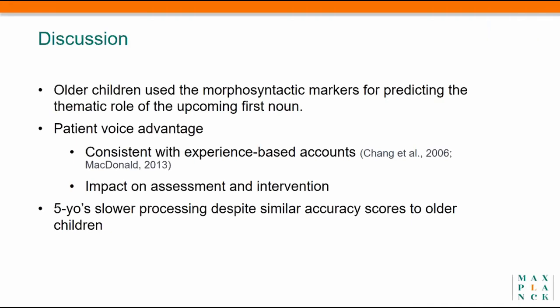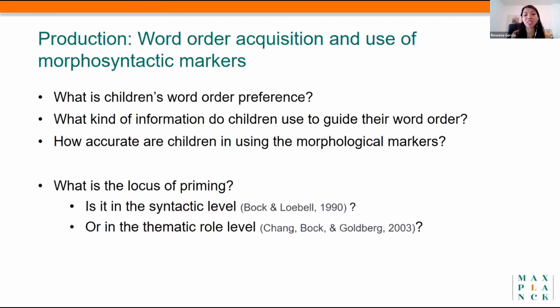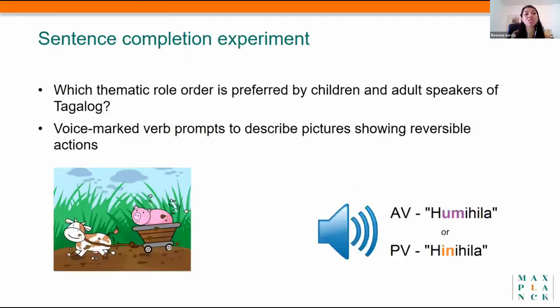Thank you. So I have the production experiments here. These were actually supposed to be about word order preferences and the kinds of information that children use to learn word order. But for the Talk Together project, I think the most interesting one would be the use of morphosyntactic markers in production. So I will just skip to those results.